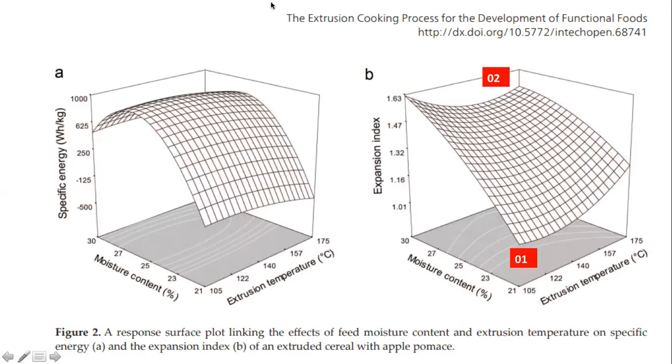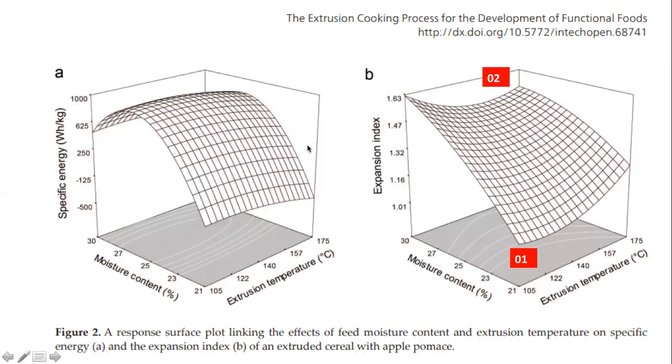In this picture there are two diagrams. I have copied these diagrams from this reference. You can see the reference here. It's one of the very famous, very good, reliable sources. So you can see 3D diagrams, two diagrams. In the first one, A, this axis is specific energy, and these are moisture content and extrusion temperature.